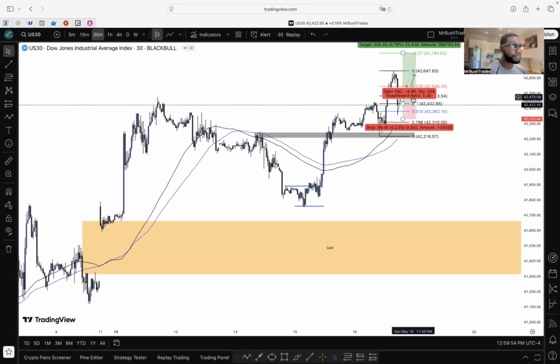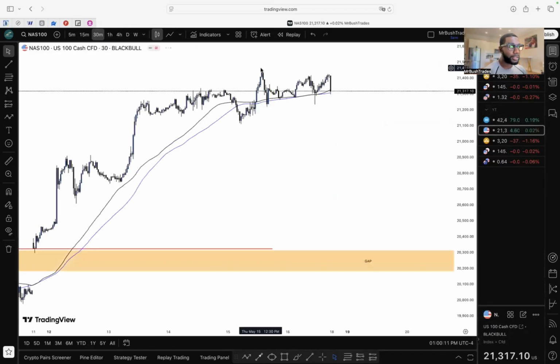So you can easily maybe pass the funded challenge, or maybe even add to that balance or recoup any losses that you may have incurred from last week. So that's my outlook on US30 at the moment, right? Let's move on to the NASDAQ.